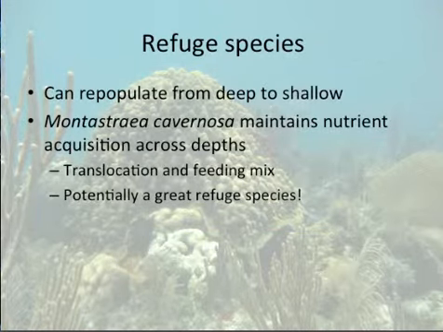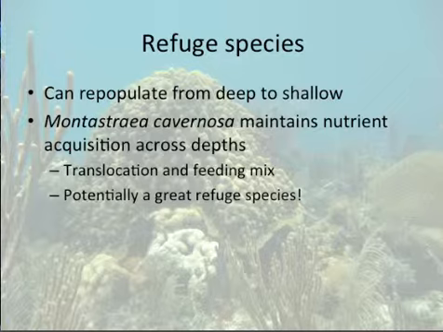So what does this say about Montastraea cavernosa being a refuge species? Well, if it operates in a similar way in the shallow conditions as well as in the deep habitats, it would follow that it can repopulate from deep up to shallow because its nutrient acquisition is essentially the same at both depths. Because it can maintain this, it has a mix of translocation and feeding, so it would potentially be a very good refuge species.